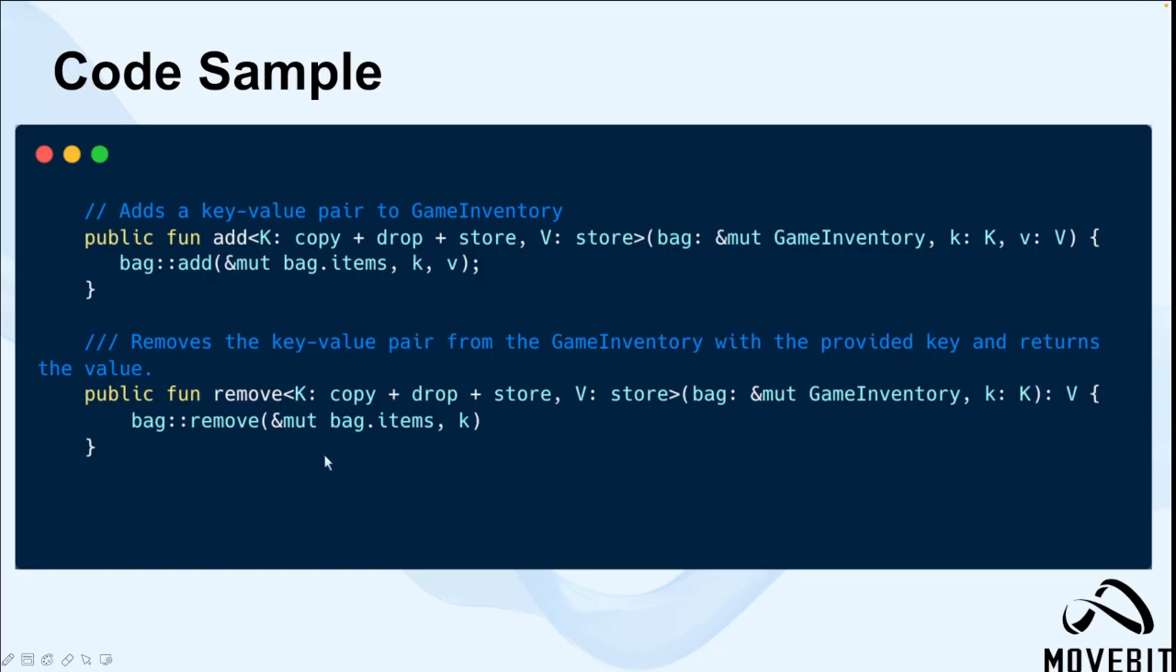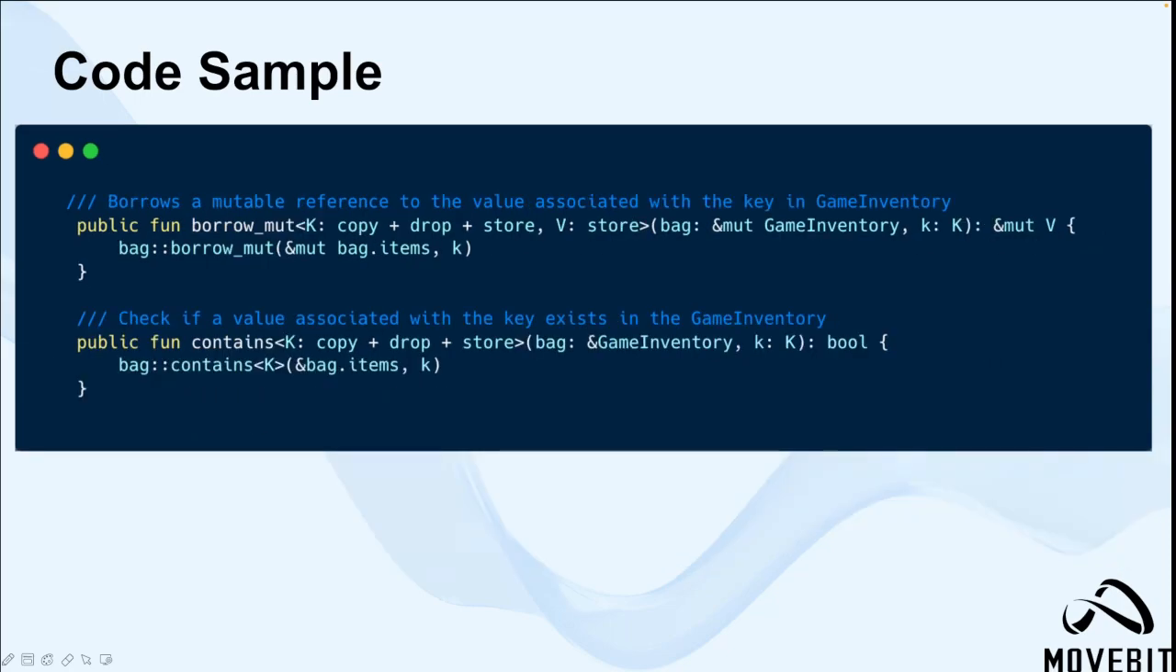Then we have the borrow mutable function and also the contains function. For the borrow mutable function, it takes a mutable game inventory reference and also the key K. So this function will call the bag borrow mutable function, passing a mutable bag reference along with the key. This function returns a mutable reference to the value associated with the key in the game inventory.